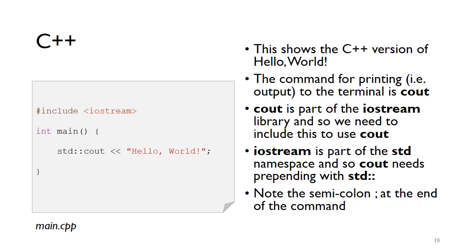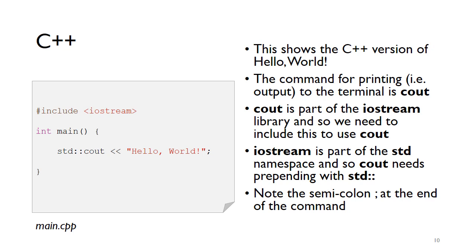And again, we can see we've got our main function here, and inside the main function, in between these curly braces, we've got our source code. IOStream itself is part of the standard std namespace, and so we need to use this syntax before cout: std::cout, and again we've got these symbols here to say hello world.